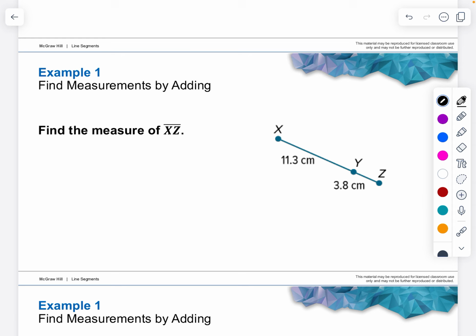So here we go. Here's a pretty basic example. What's the measure of x to z from here to here? So if we were to write that out formally, we would say, well, that's going to be xy plus yz. That will be what xz is. And then we do substitution. We say xy is actually 11.3. We substitute in the right value. And yz is 3.8. And that would be, let's see, 3.8 plus 11.3. Well, 3 plus 8, that's going to go up to 1, 4, it's going to be 15.1. There we go, 15.1.